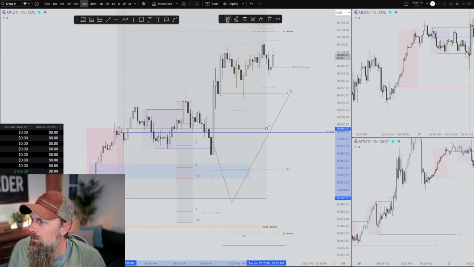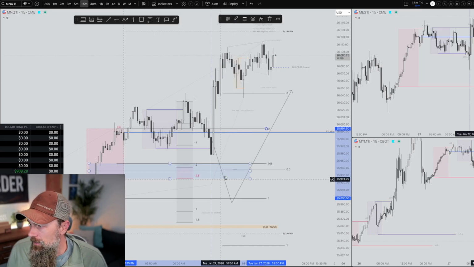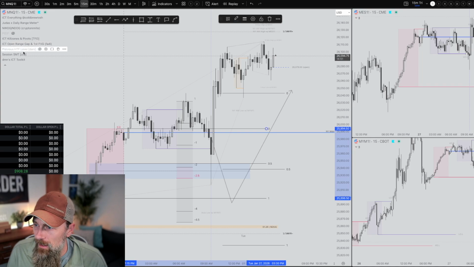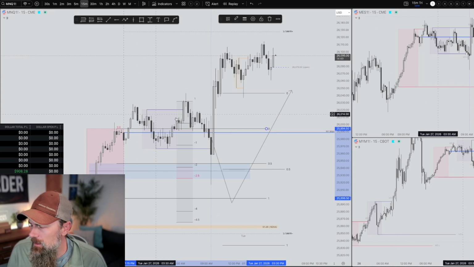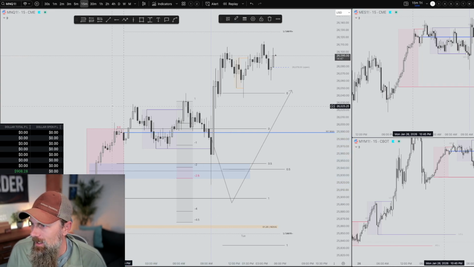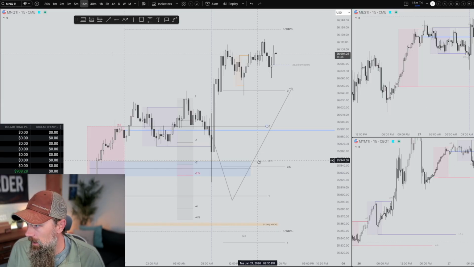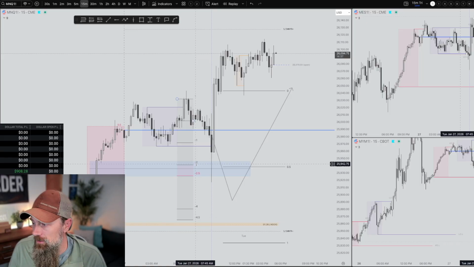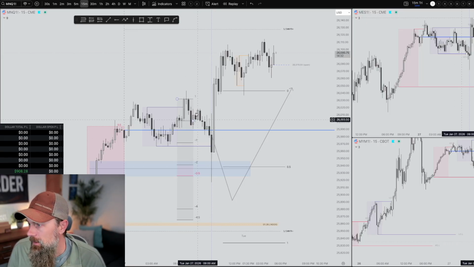Where is my 50%? 50% of Asia's range. Let me turn off some of these SMTs. There we go. The indicator's great, but it sometimes just adds a little too much to the screen. So we came back down to that equilibrium. And the other thing you'll notice is this standard deviation marker. We saw price come back down into 2.5 standard deviations of that bearish breaker, which was perfect for a mean reversion retracement. And everything happened down in here.